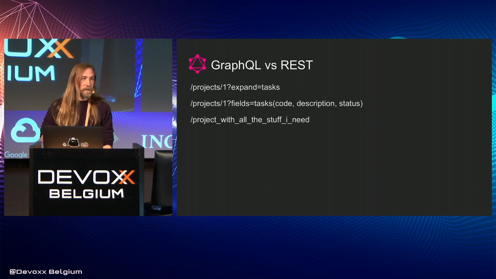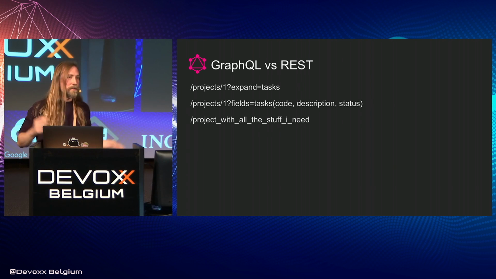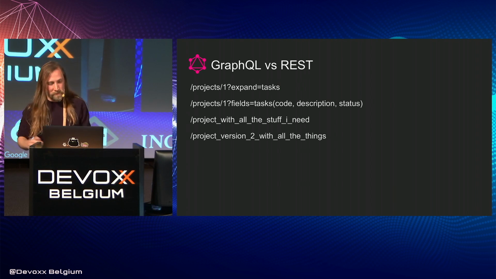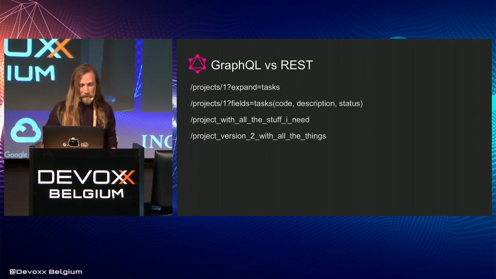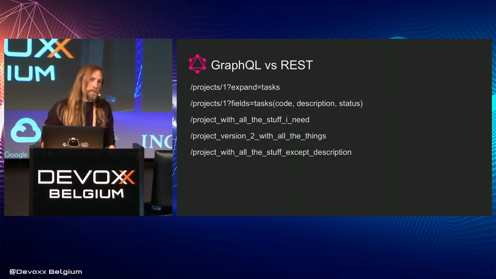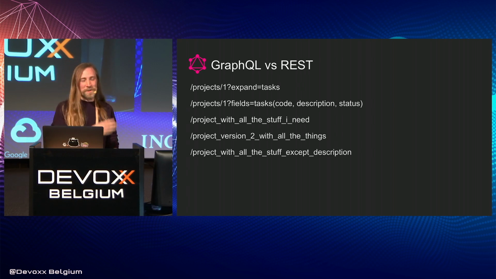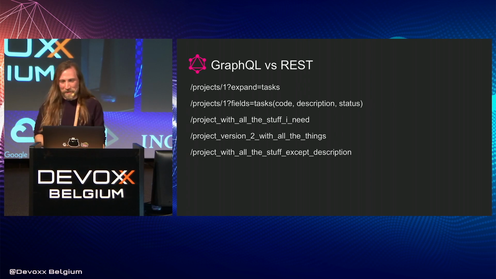Of course, you can just create a custom endpoint with all the stuff I need. And then in 2 months, you will have version 2 of all the stuff I need, of course. And then you will have a mobile client that has a different idea of all the stuff they need. So they need everything, but not the description, because they don't render that. And so on. So there are different ways, but they will all lead you to one hell or another.